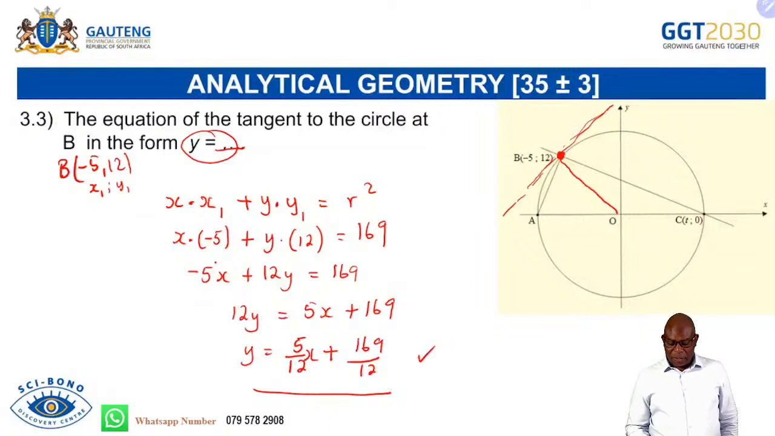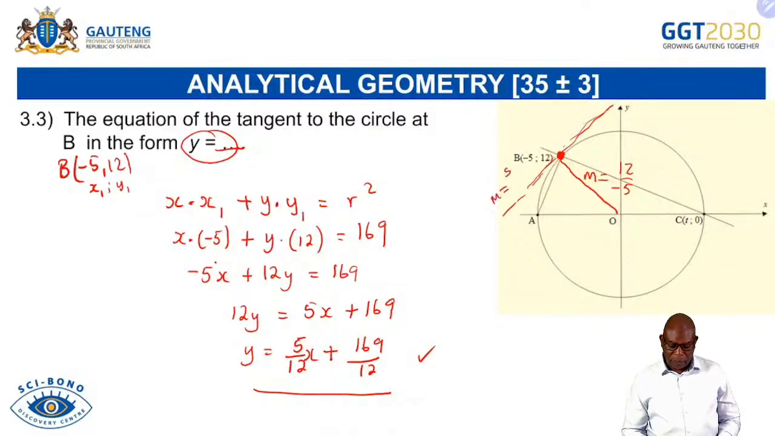The other method, obviously, is to first get the gradient of that one, which is going to be 12 over negative 5. For the gradient of the tangent, you must turn it upside down and change the sign. So the gradient of that line will be 5 over 12. Can you see the same gradient that we have there? Once you have done that, you substitute your point here to get the equation of the line. So the equation will still be the same: y equals 5 over 12 x plus 169 over 12. All right, I think we are doing very well.